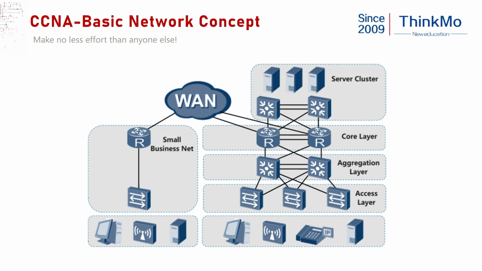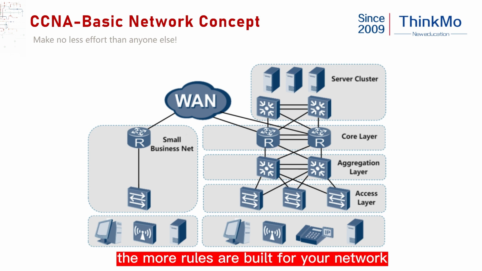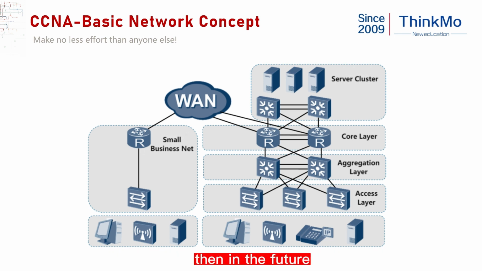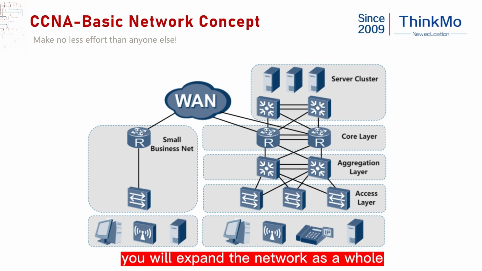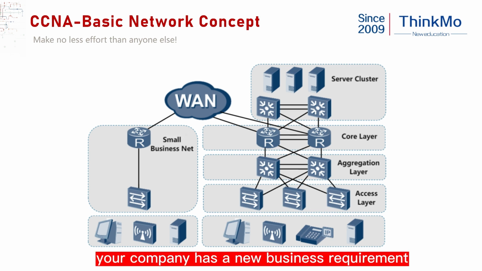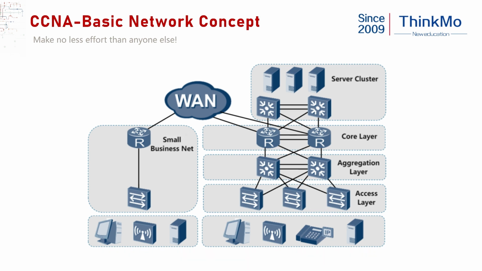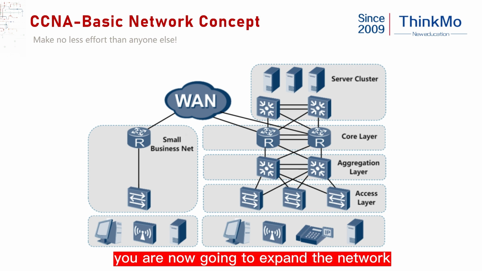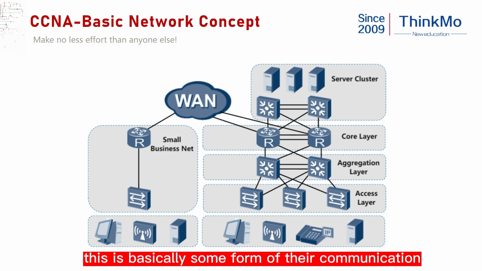That is, the more rules are built for your network, the clearer your hierarchy is, and the more regular the network deployment. You will find that this is a very good structure. Then in the future, you will expand the network as a whole. For example, your company has a new business requirement and you are now going to expand the network. It's all very, very convenient. This is basically some form of their communication.